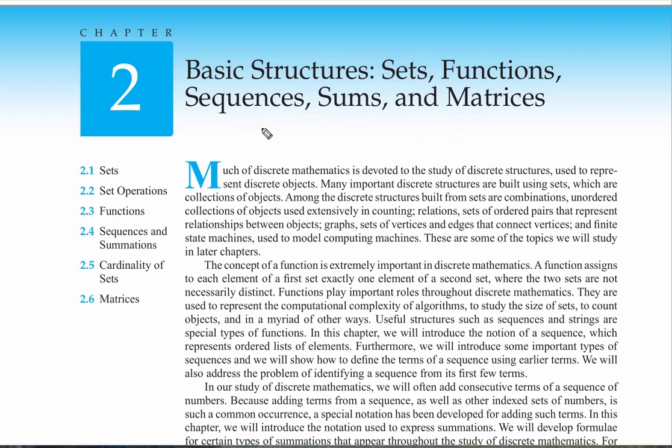Let's begin chapter 2, where we're looking at basic structures like sets, functions, and matrices. So we'll study them in some detail. There will be some connections with logic we'll see as well.